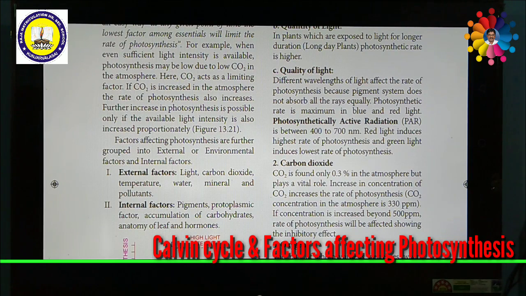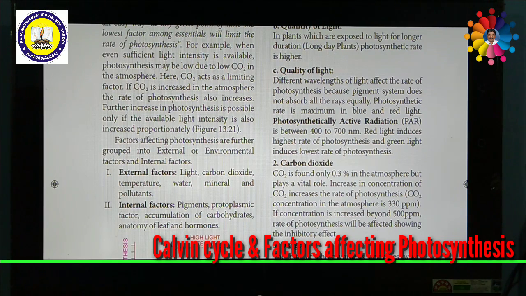Then water. Water plays a very important role in the process of photosynthesis. Photolysis of water takes place during the non-cyclic photophosphorylation pathway. Photolysis of water provides electrons and protons for the reduction of NADP, and water also plays a direct or indirect role in stomatal movement. So during water stress, the supply of NADPH plus H plus is also going to be affected.